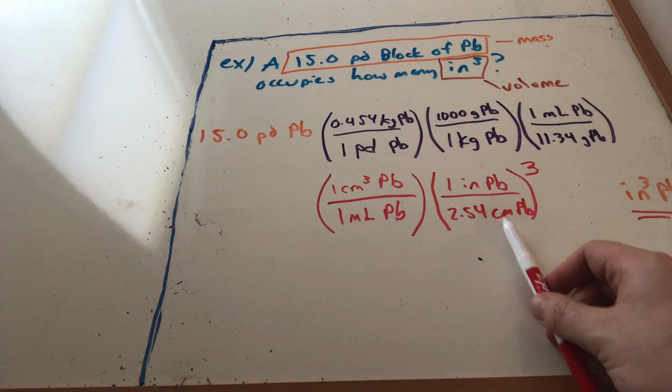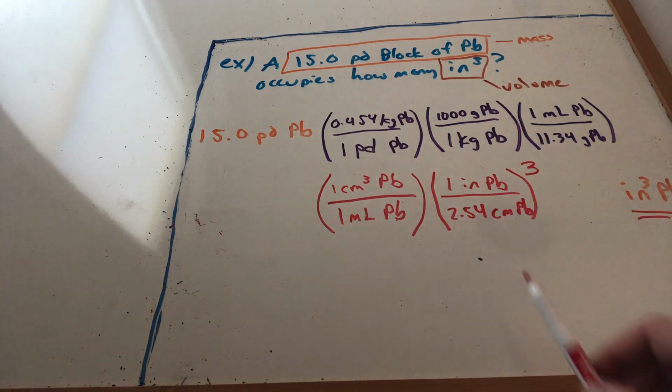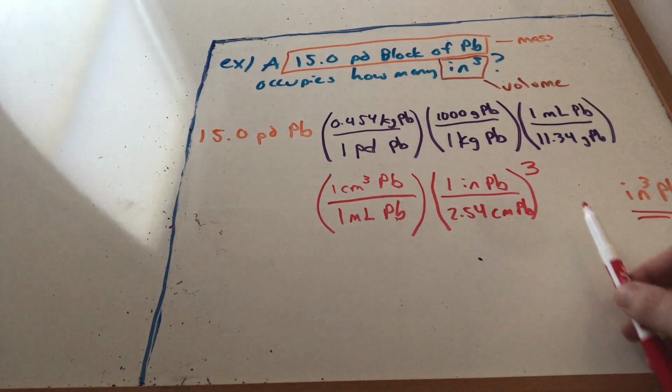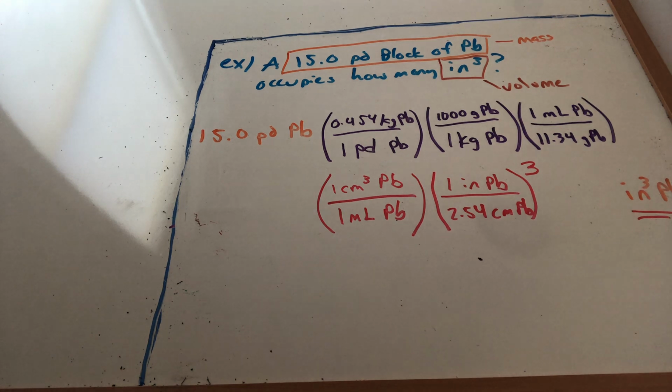2.54 centimeters cubed is not 1 inch cubed. 2.54 cubed centimeters cubed is 1 inch cubed. Everything on the inside here gets cubed. Now we have everything set up using density, using prefixes, using conversion factors, and raising them to powers.